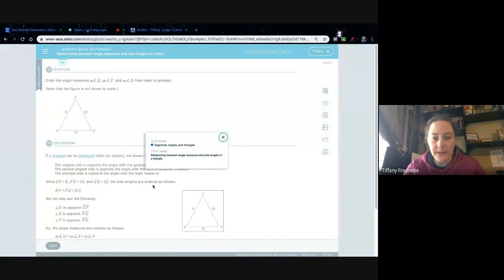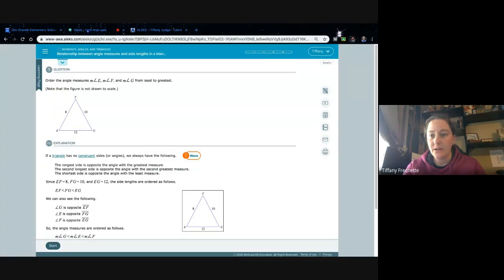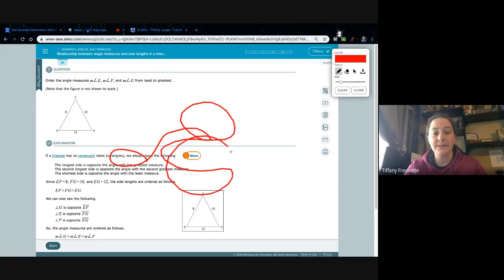Relationship between angle measures and side lengths in a triangle. All right, so with this one, I'm going to turn on my pen tool here. This is just a really cool Google extension app. It's called Page Marker. So you can literally draw on the page like this.